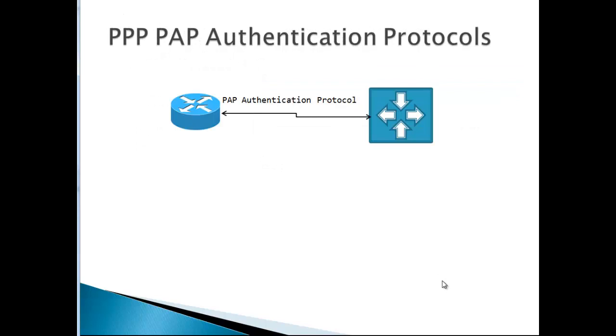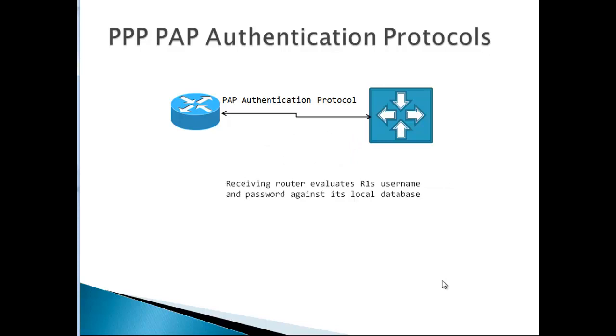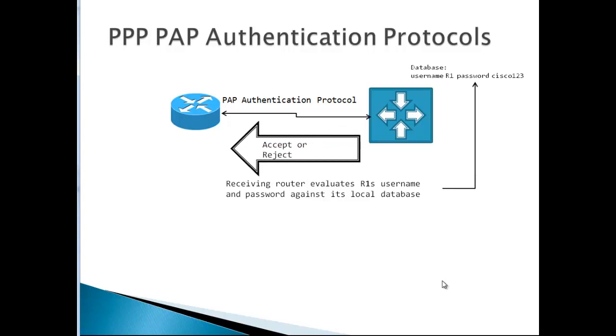PPP PAP Authentication Protocol. Now PAP uses a two-way handshake really. So R1 sends a PAP username and password, and then a non-Cisco router is going to receive this and it will evaluate the username and password against its local database. And if it's a match, it will accept, or if it doesn't match, then it will reject. So PAP is a very basic two-way process.